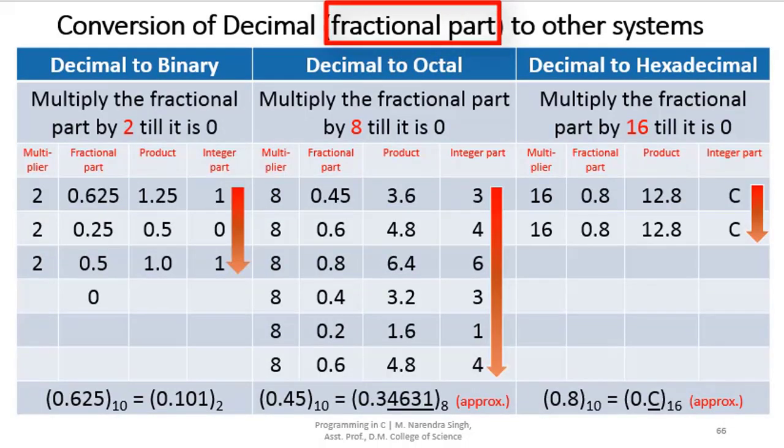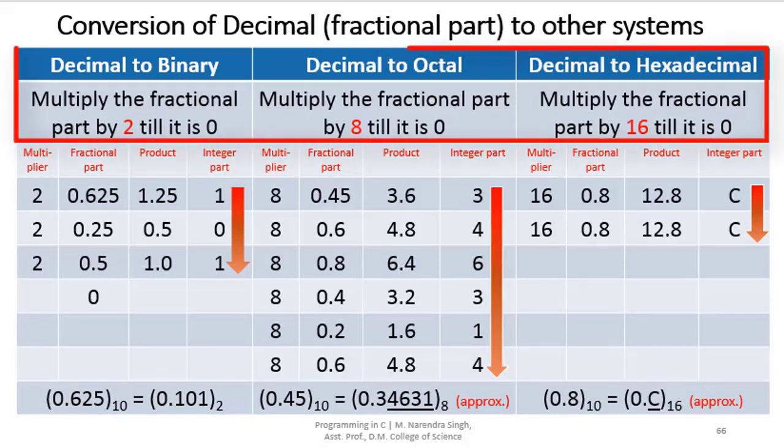Now conversion of fractional part of a decimal number to other number systems. In order to convert decimal to binary or decimal to octal or decimal to hexadecimal, we multiply the fractional part in the decimal number by 2 till it is 0 in case of binary, by 8 till it is 0 in case of octal, and by 16 till it is 0 in case of hexadecimal.